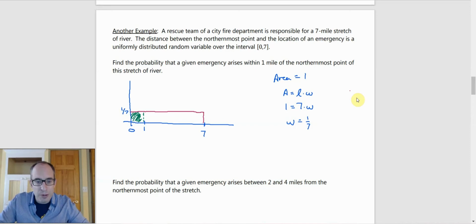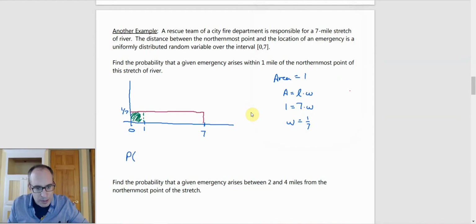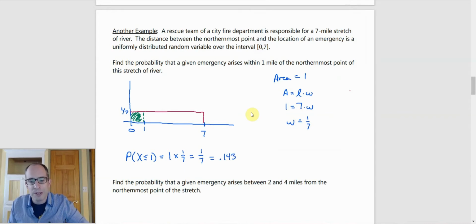And then you say, well, we know the height is 1/7, right? And then this distance here from 0 to 1 is just 1, right? So then we could say, all right, well then, let me change the color back. The probability that, I guess it would be x is less than or equal to 1, would be 1 times 1/7, which is just 1/7. Or if you want this as a decimal, 0.143 to 3 places.